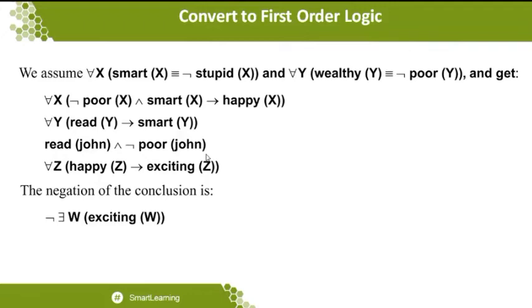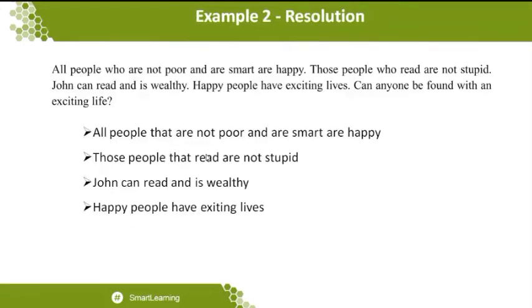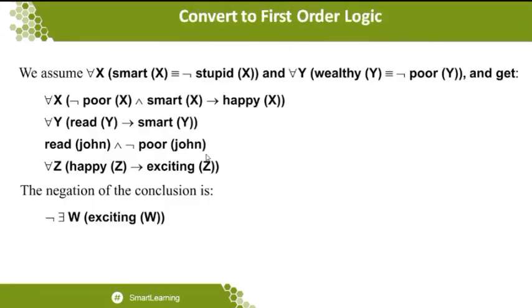Now the negation of the conclusion. What is the negation of the conclusion? Can anyone be found with an exciting life? So that is the meaning of exciting of life. I can take it as life of exciting, or we can take it as exciting of life. That is the statement for which I want to go for the negation.